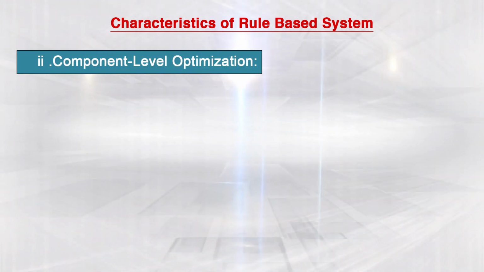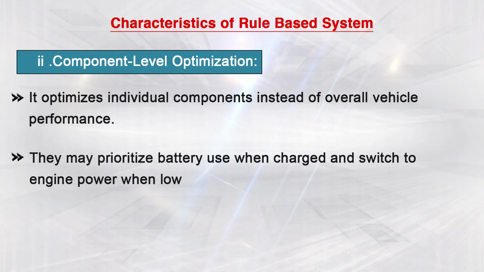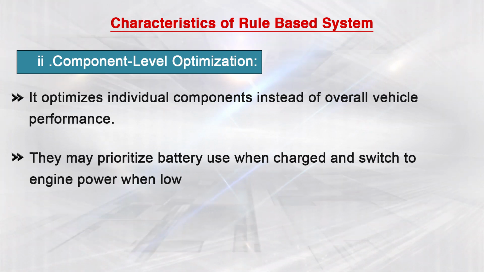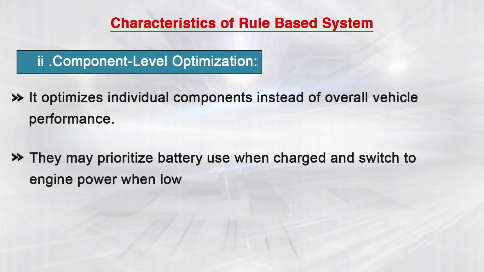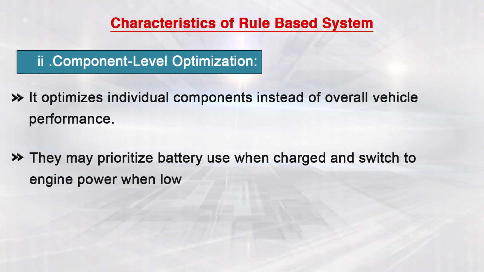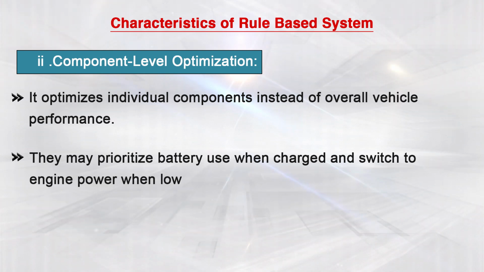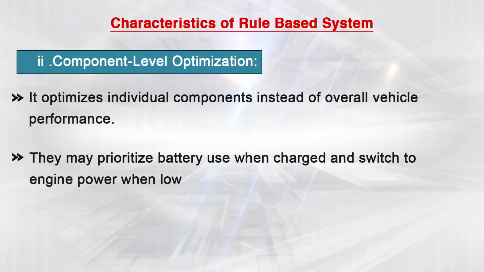Another one is the component level optimization. This system tends to optimize the performance of individual components rather than focusing on the vehicle as a whole. For example, a rule might prioritize battery usage when the battery state of charge is high and switch to engine power when it is low, without considering future driving conditions or overall system efficiency.